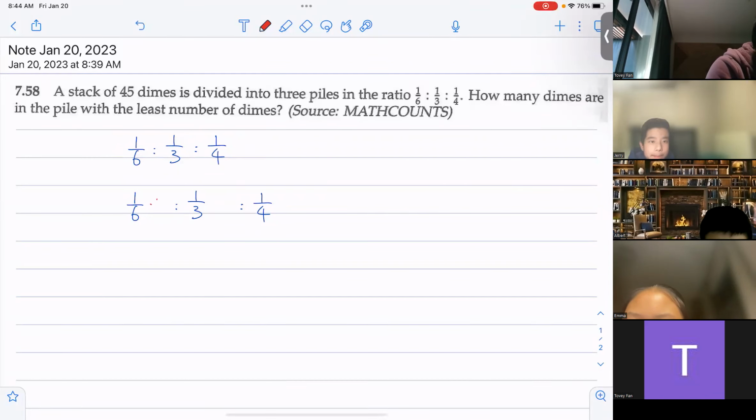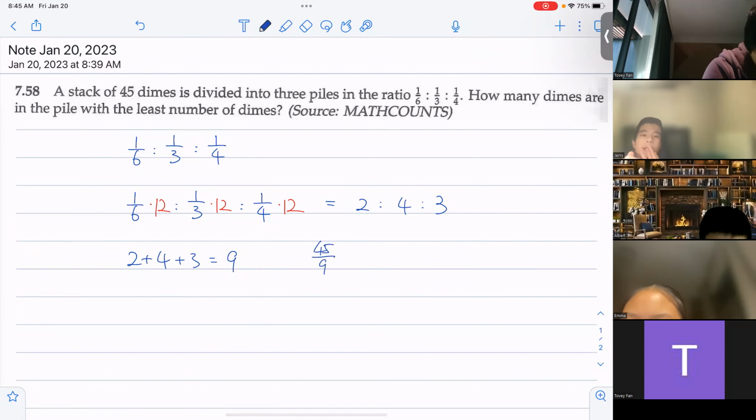So first we can multiply everything by 12. And this way will give you 2 to 4 to 3. And then we just add them up, divide 45 by it, right? So we add them up, and that's 9. And we divide 45 by 9, and that'll be 5. So that tells us that there were 9 parts in total, and each part is 5, right? So eventually we just multiply it back. So everything times 5, that means we have 10 to 20 to 15.